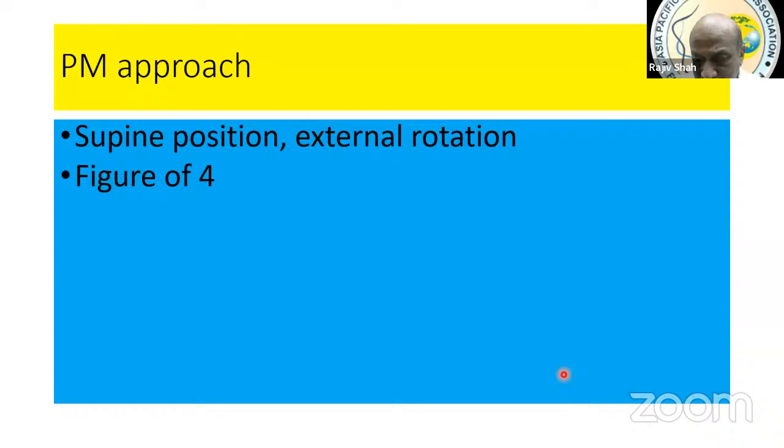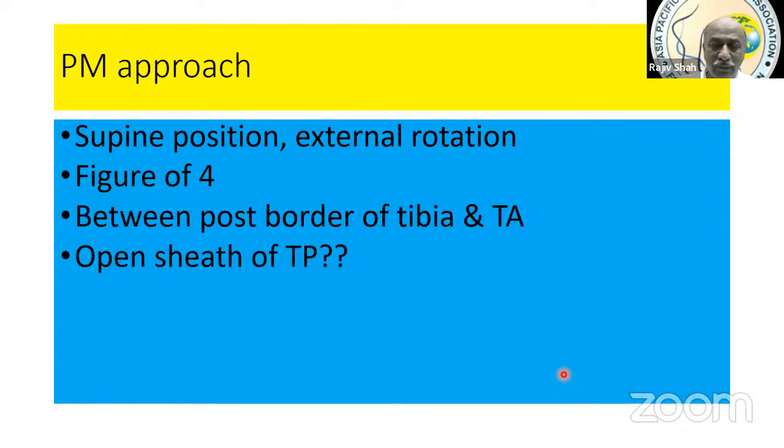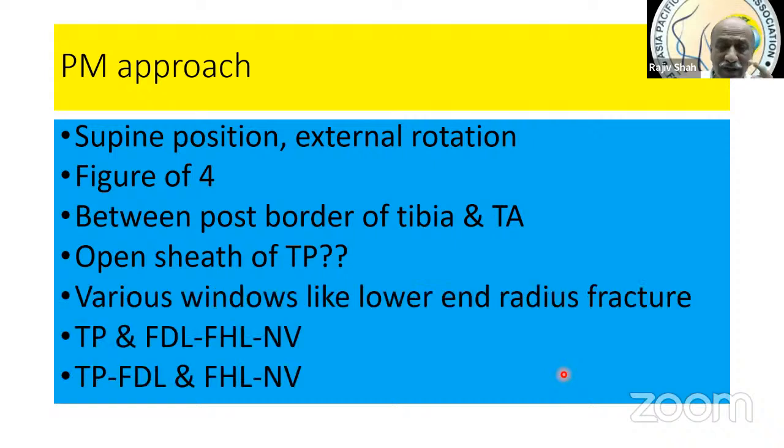And how do you approach the posteromedial variety of posterior malleolus? You could do it in a supine position with external rotation with figure of 4, or you could do it in a prone, and you're going between the posterior border of the tibia and tendo Achilles. As far as possible, you should not open the sheath of TP, or if inadvertently it gets opened, you should be suturing it back.